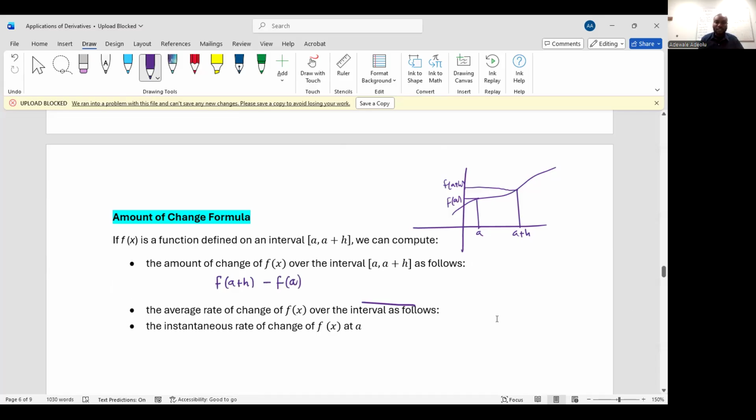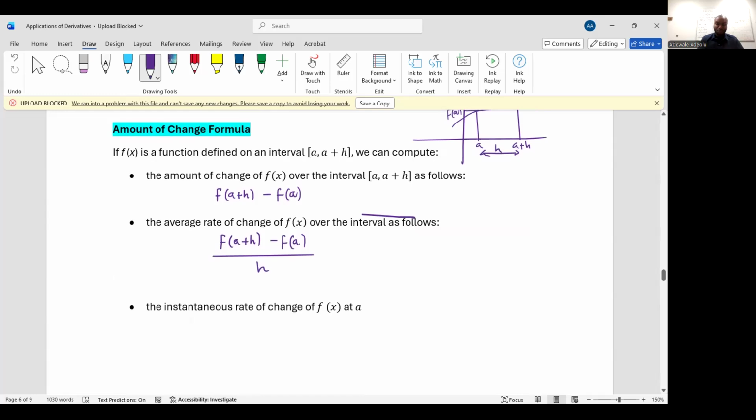Okay. What is the average rate of change? Well, average rate of change is f of a plus h minus f of a, that is that net change, divided by the distance from end to end, which is h. So divided by h.